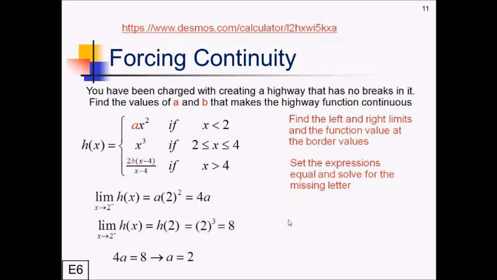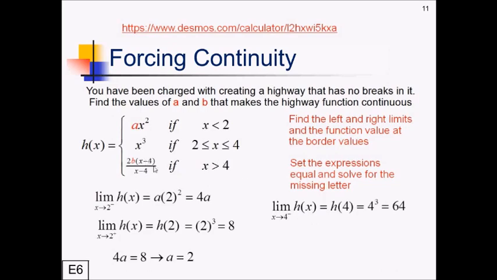All right, so for the b value, we need the left side limit as x approaches 4 now. We're using the second border value, and that's also going to be h of 4 because we've got the equals there. So that means that for h of 4 and the left side limit at 4, we're going to be doing 4 cubed. And we know that 4 cubed is 64.